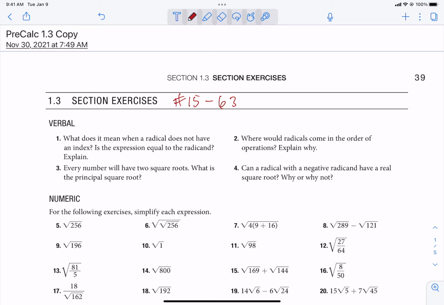So section 1.3 is about simplifying radical expressions. I want to kind of do ones that work out nicely and ones that don't work out so nice, and we'll go from there.